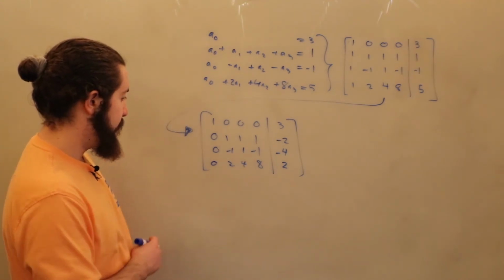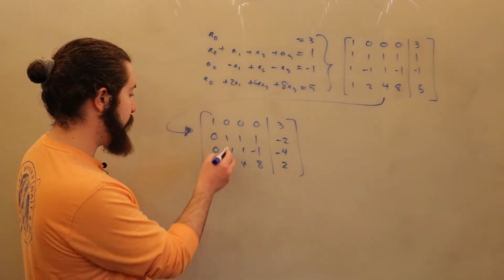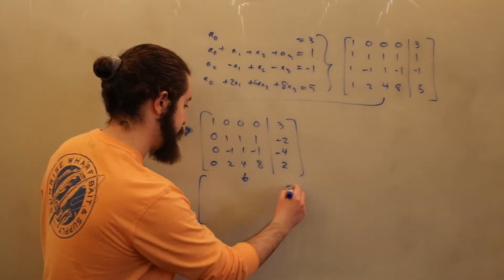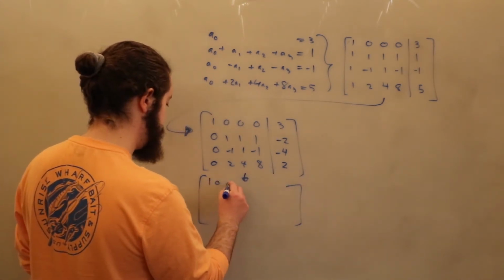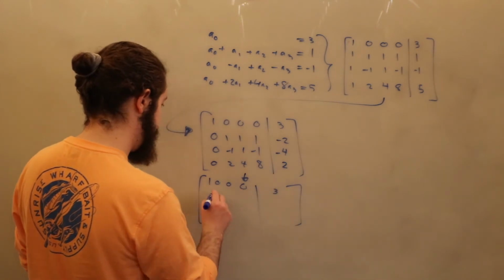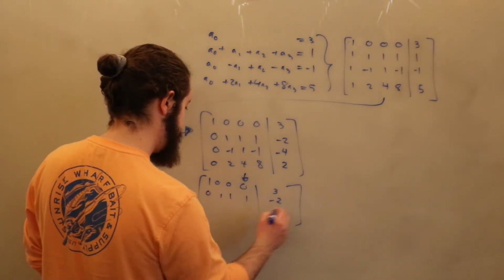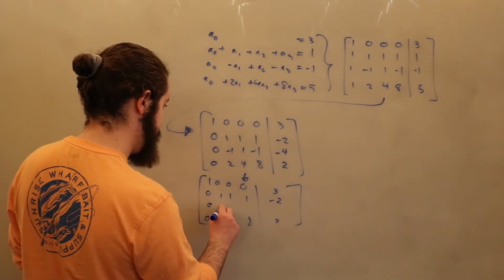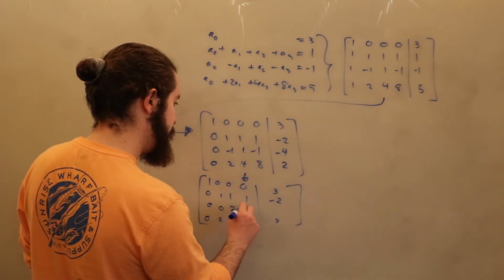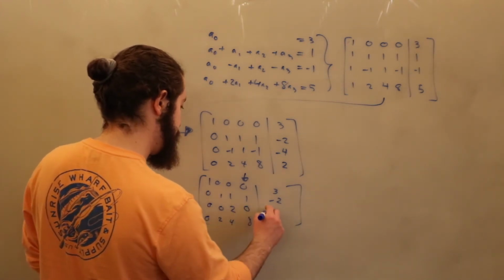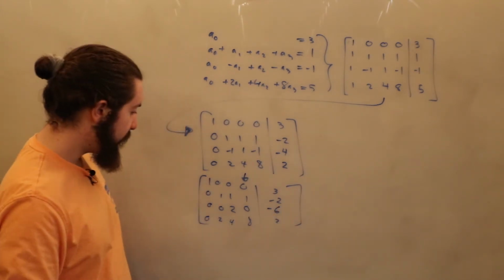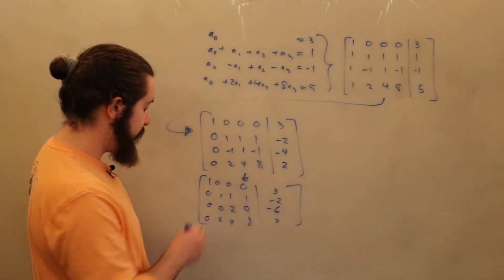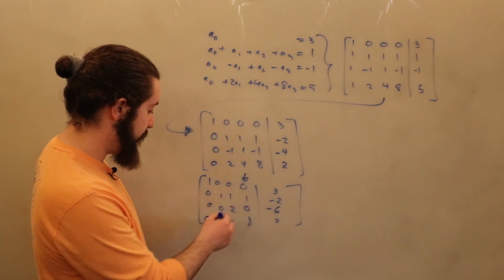And what should we do next? Well, let's add one of row 2 into row 3. So if we do that, we will get 0, 2, 0, and negative 6. All right, that's looking pretty good. Now let's do something similar. Let's take row 2 and add negative 2 of that row into row 4.